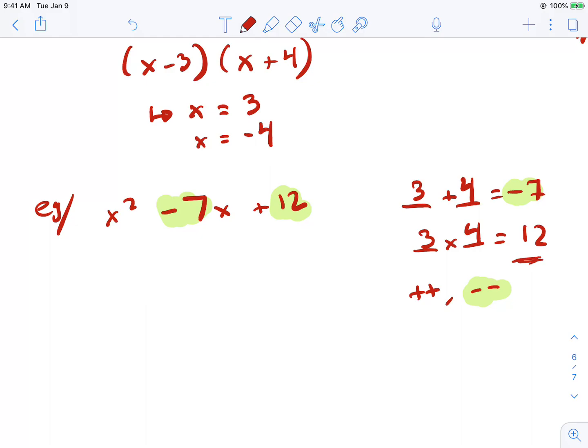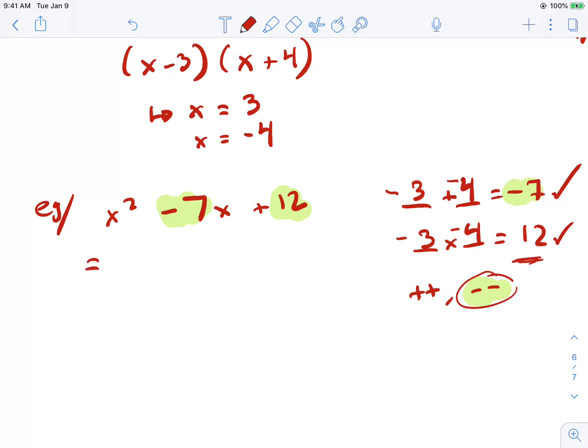So what do we do? Well, we know that both of our numbers are going to be negative. So we have negative 3 times negative 4. That does give us positive 12. And negative 3 plus negative 4 does give us negative 7. And those are going to be our magic numbers.